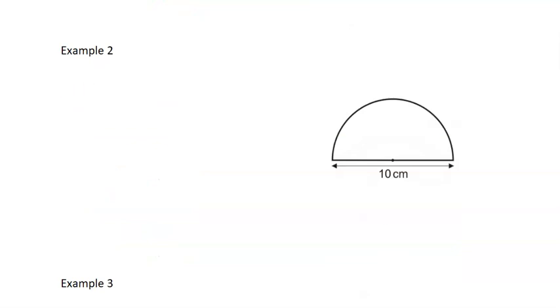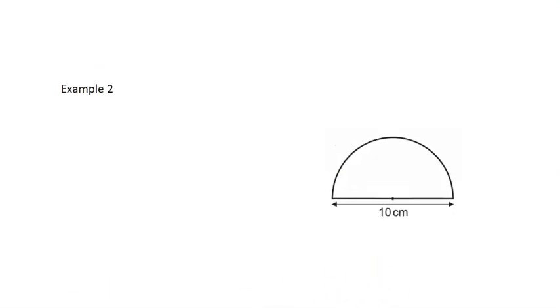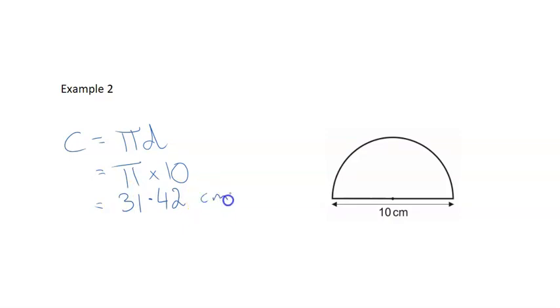Let's have a look at the next example. Here we have a semicircle. We still need to get the circumference of this semicircle. So we start with the formula again, and then we replace the values. As you can see, the question has given us the diameter this time, so we replace it all there and we calculate that answer, which is 31.42 if we round it, centimeters.